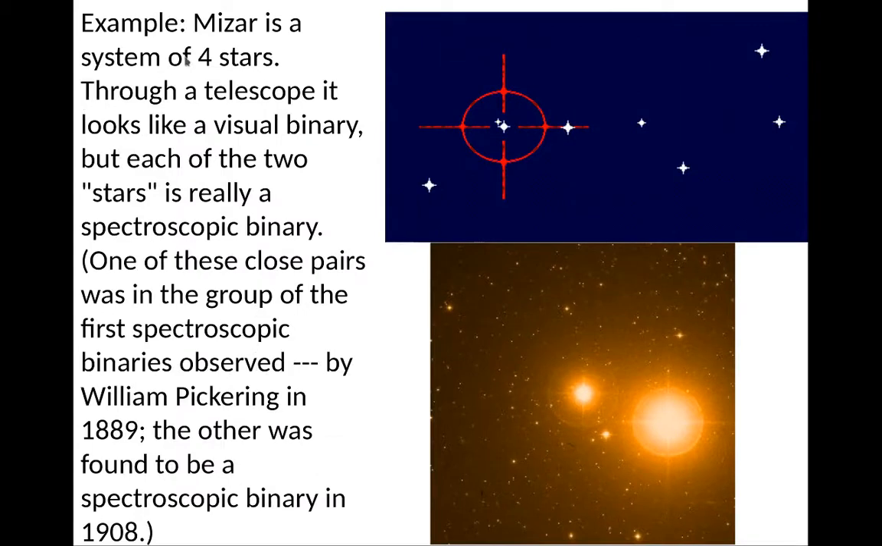So, for instance, Mizar is a system of 4 stars, right? Through a telescope, it looks like a visual binary, right? But each of these stars is really a spectroscopic binary on its own. It was discovered by William Pickering in 1889, and the other was found as a spectroscopic binary in 1908. So this is Mizar. In fact, this is not 2 stars, it is 2 pairs of stars.